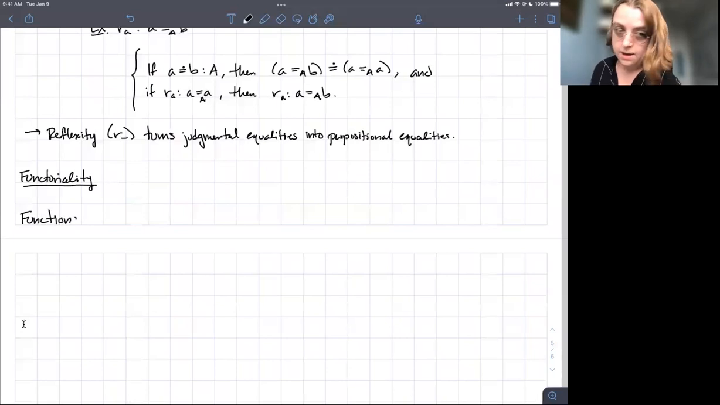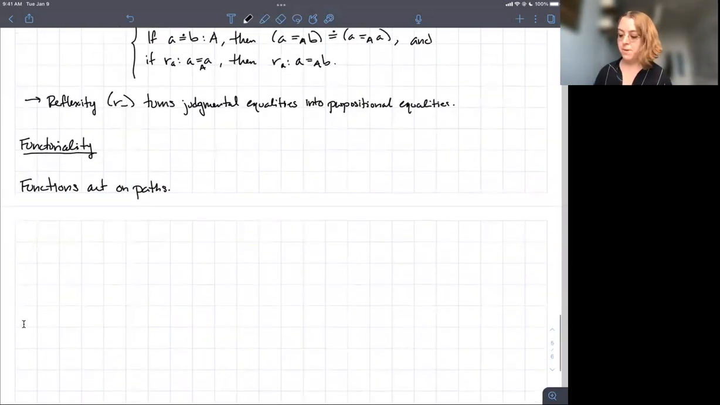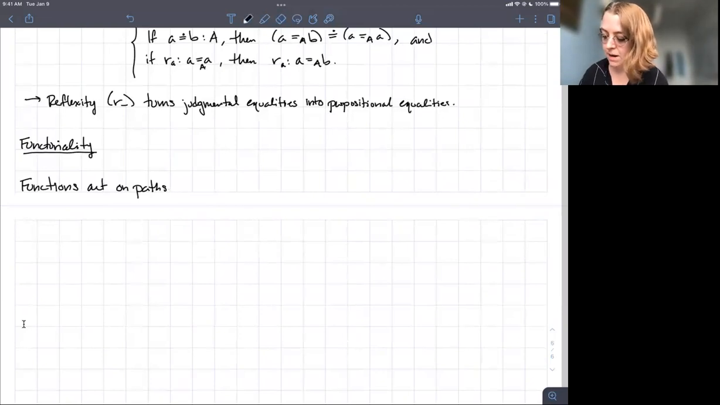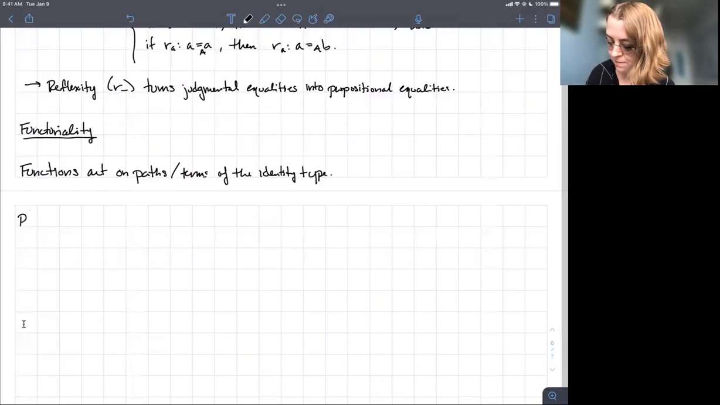Functoriality means that functions act on paths. Of course, the functions that we've been discussing in type theory take in a term of one type and return a term of another type. So of course they act on terms. That's what a function should be. But not only that, it acts on paths, or paths by which I mean terms of the identity type. I told you that I was going to use identities and equalities interchangeably. Now I'm going to use paths interchangeably as well, and maybe even homotopies. So we have four words: equality, identity, path, homotopy, depending on your perspective.